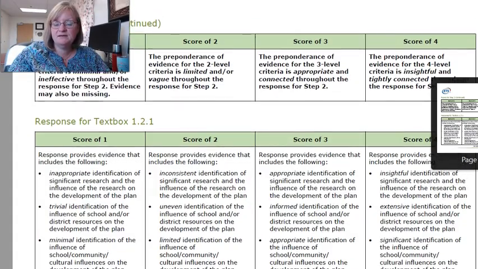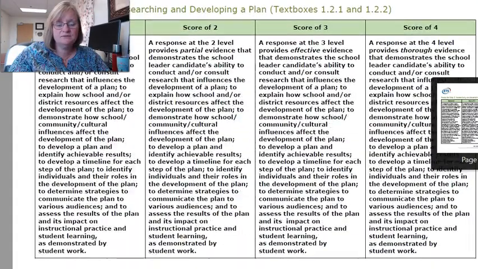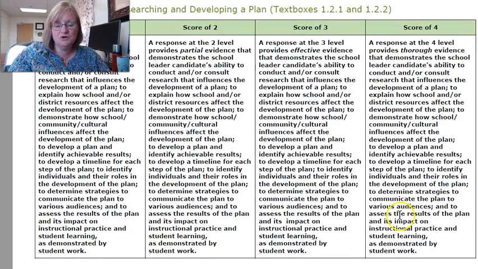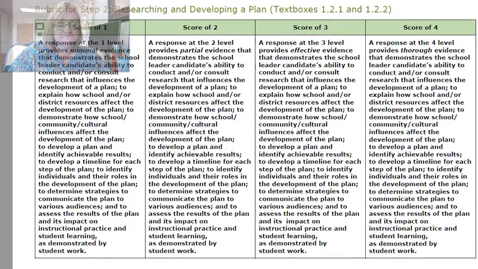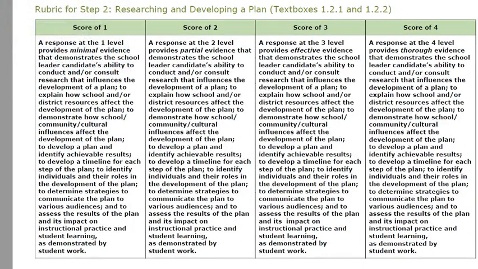And let me go back up here real quick. Oh, sorry about that. This is a much longer portion of the rubric. We don't want to look at the 1 or the 2 because those are about partial evidence, inconsistent, unable to do things, limited. We want to look at the 3 and the 4.